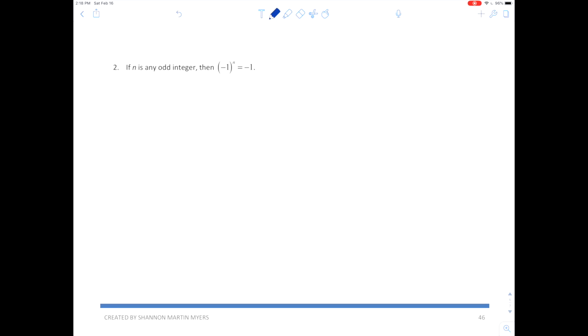-1 to the 1 is -1, that works. -1 cubed is -1, so that works. I think this is true for all odd integers.